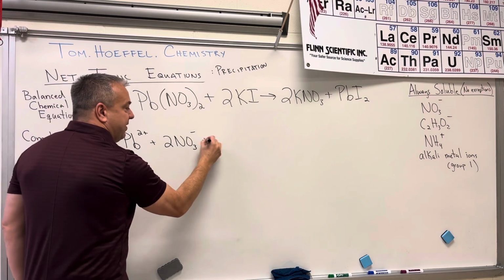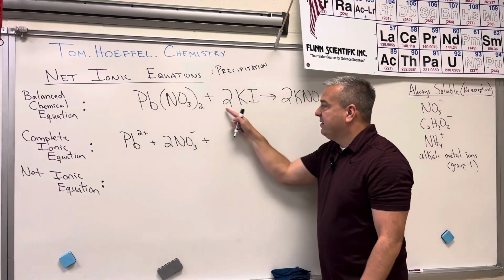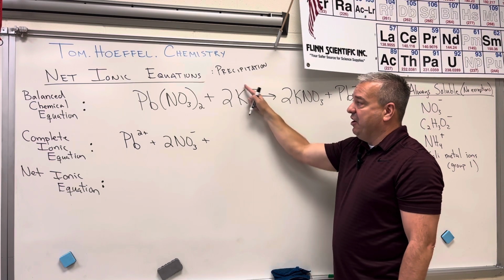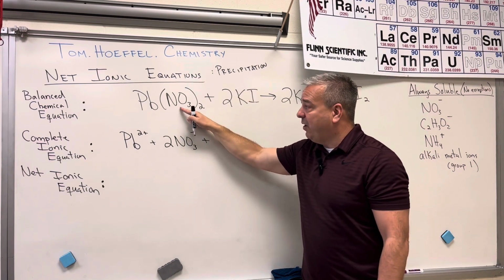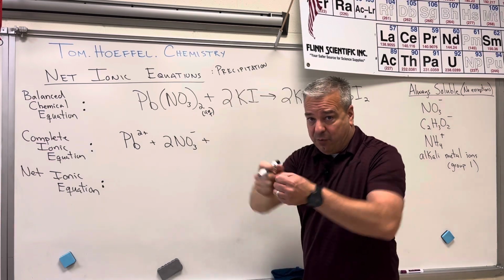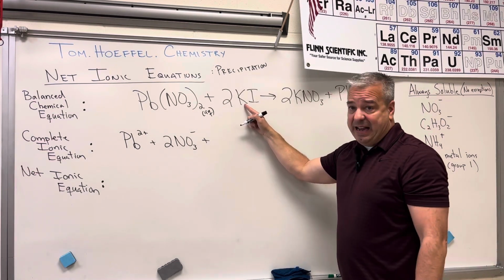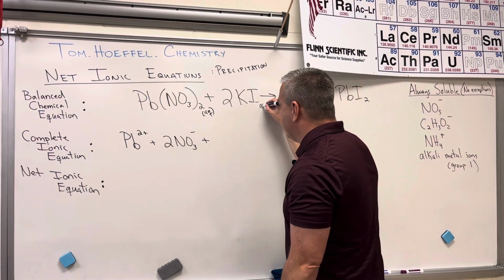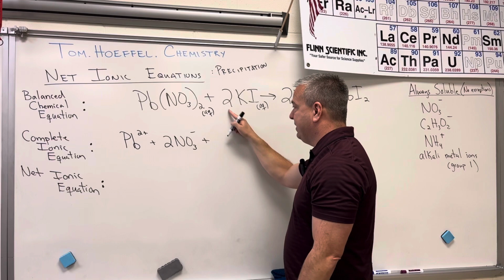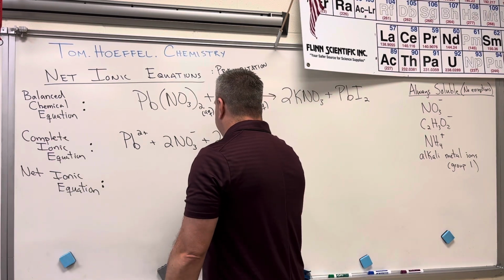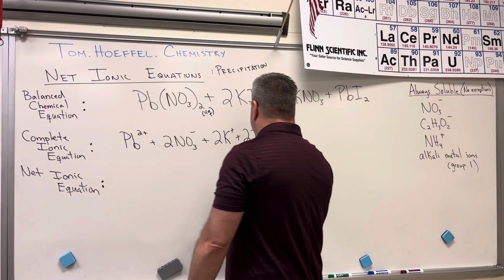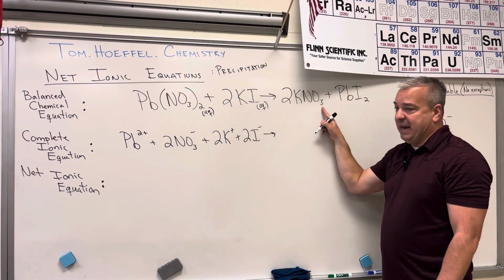Next problem is going to be potassium iodide. Right here's another trump card. The lead nitrate had a trump card of nitrate. That's how I knew it was a solution and dissolved in water and splits up. Here it's the alkali metal that tells me that this is a solution and that it splits up. And it's going to make 2 potassiums and 2 iodides. And then it's going to form some potassium nitrate.